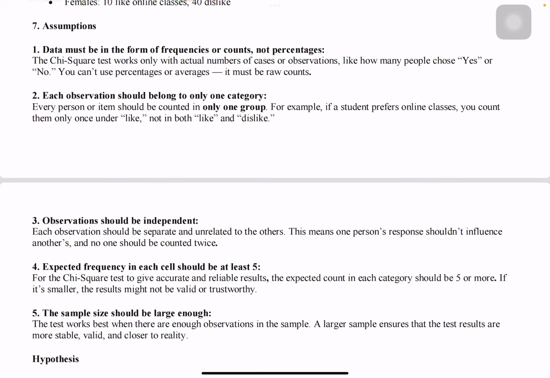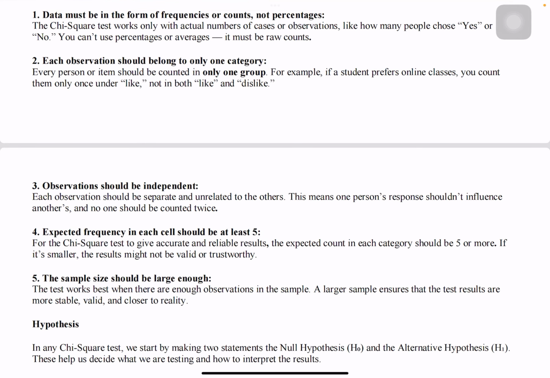Each observation should belong to only one category. Every person or item should be counted in only one group. For example, if you are counting student preference for online classes, you count them only once under like, not in both like and dislike.